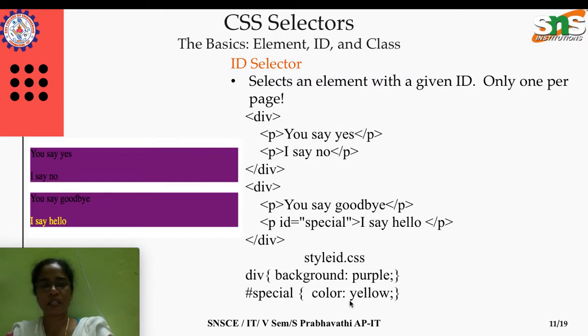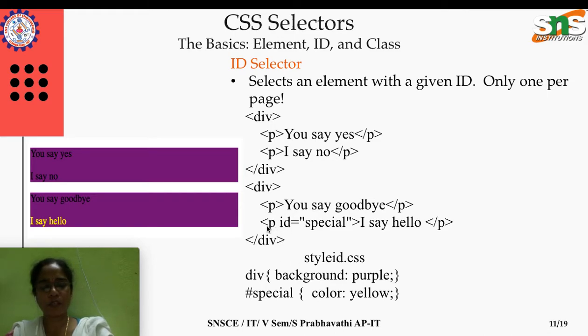Okay, so ID selectors. Here is the syntax of defining the ID. I am giving the ID name for this paragraph and I am going to style it. The background color of the div is purple. It means all the divs in this particular page will have background color purple, and this is how we need to define the styles when we have the ID selector.